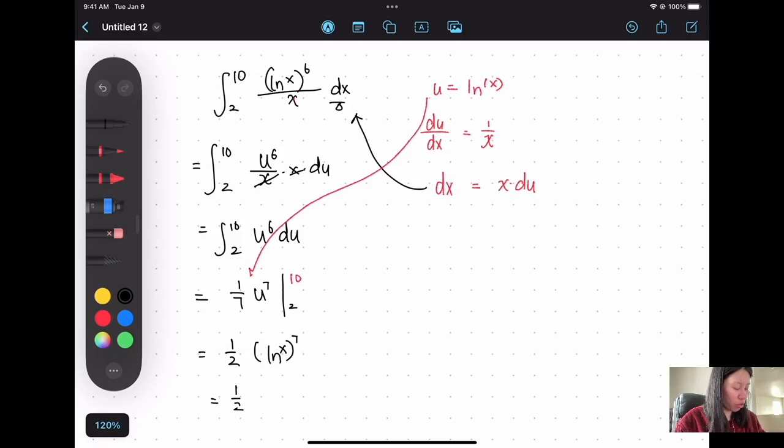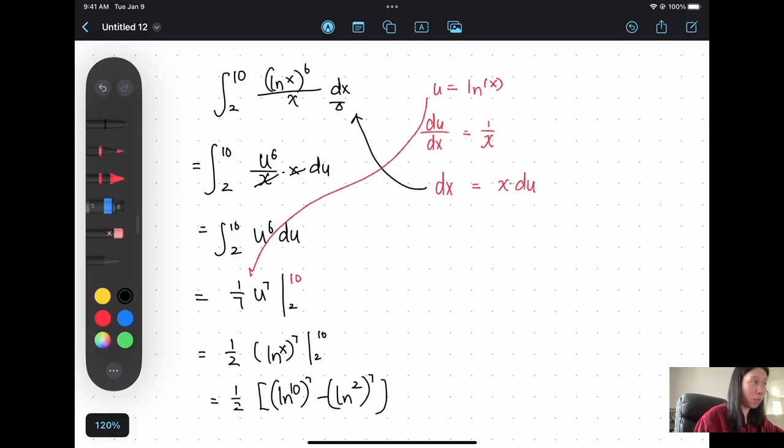So the answer should be ln 10 to the 7th minus ln 2 to the 7th, all over 7. You can use a calculator to give you the exact number, or you can just leave it as is. If you use a calculator, this is approximately equal to 49.01. So that's it for u-substitution. Let me know if you have other questions. See you next time.